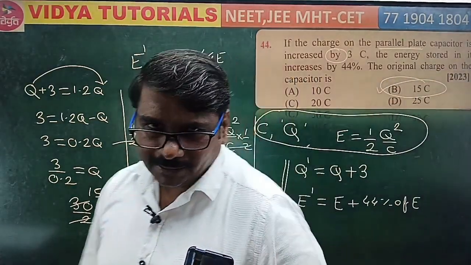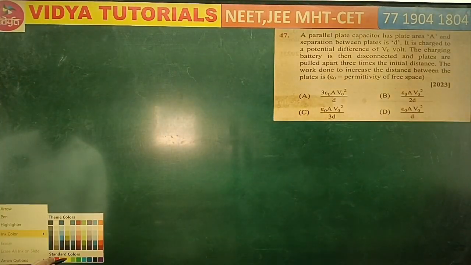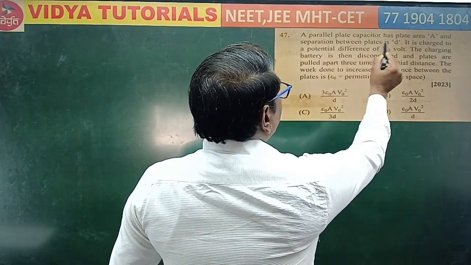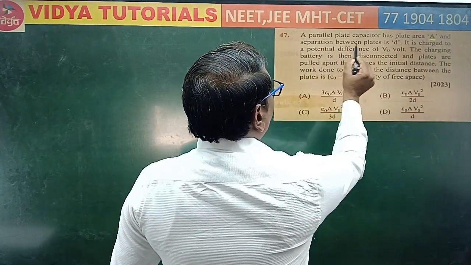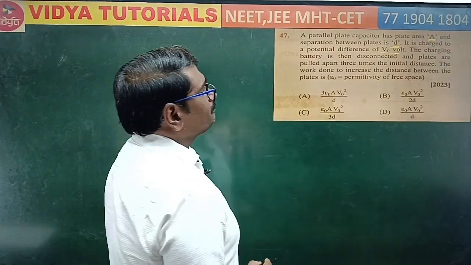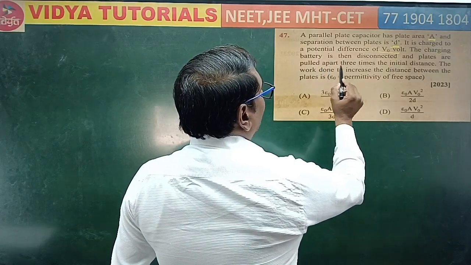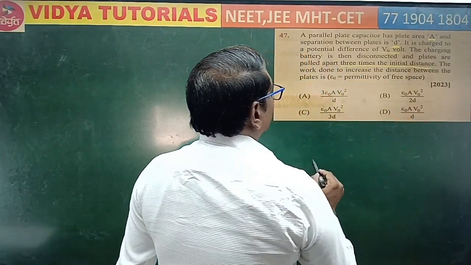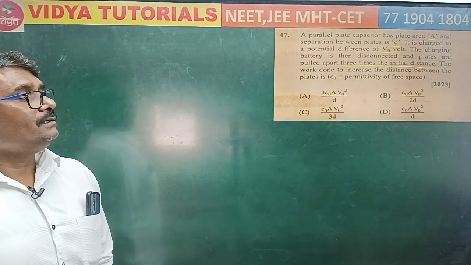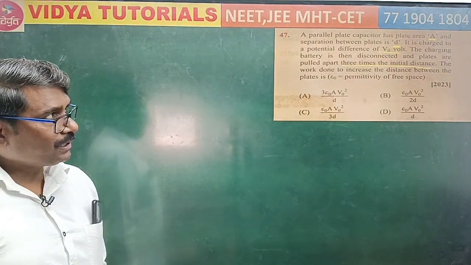Okay, let's see another problem. A parallel plate capacitor has a plate area A and is separated by the distance small d. It is charged to the potential difference V0 volt. The charging battery is then disconnected and the plates are pulled apart to 3 times the initial distance. The work done to increase the distance between the plates is. Work done means here, understand, work done means energy.